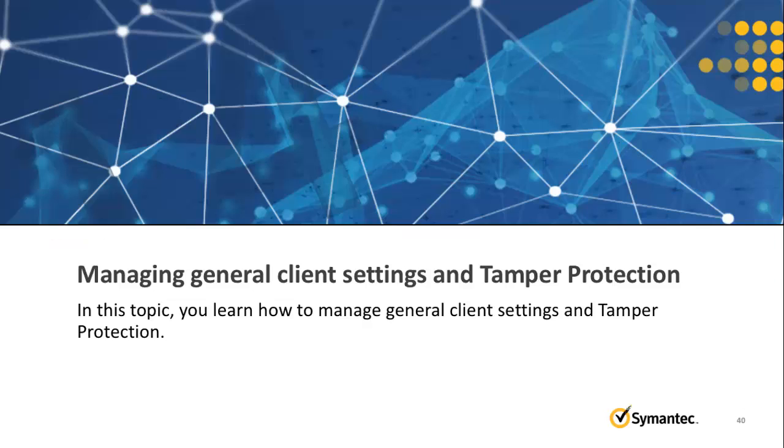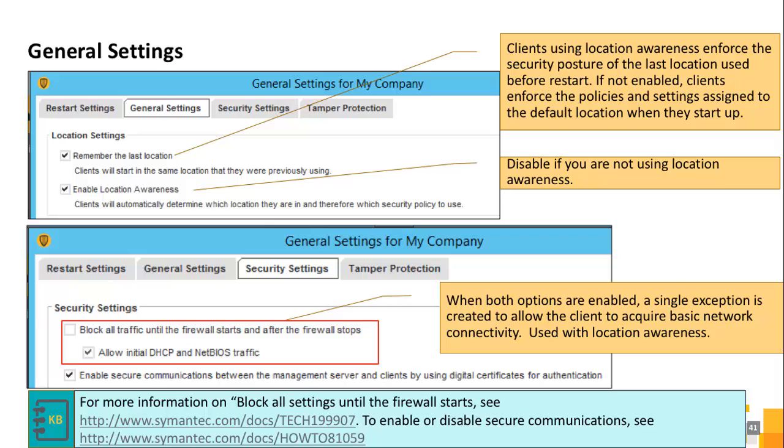This is the Managing Client Settings and Tamper Protection subtopic. General settings define location and additional security settings. When the client service starts, the client enforces the policies and settings assigned to its last used location. If you disable this option, clients enforce the configuration of the default location when they start up.